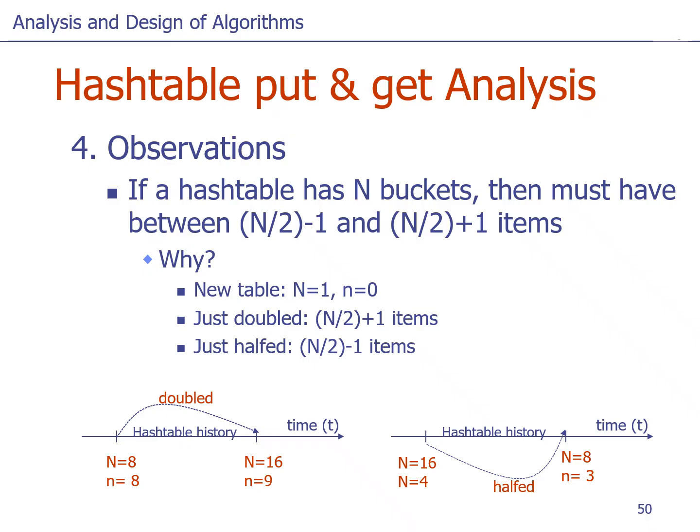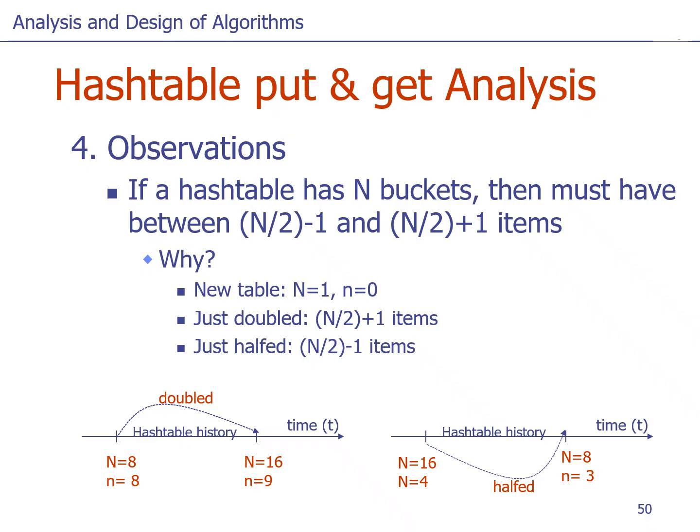Why am I establishing a range? Because I don't know what happened in the history of the hash table. It could be that the hash table has just been resized or has just been doubled, and these are the critical cases of interest to me. If it has just been doubled, the number of items is going to be N divided by 2 plus 1. Let's look at the figure at the bottom left to see that.